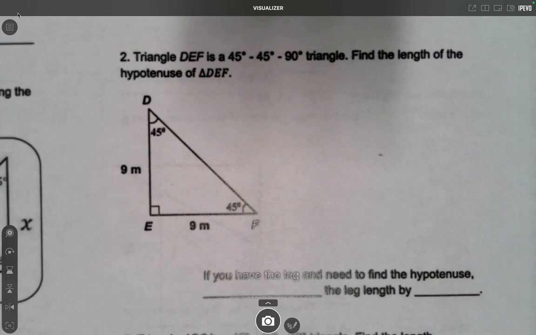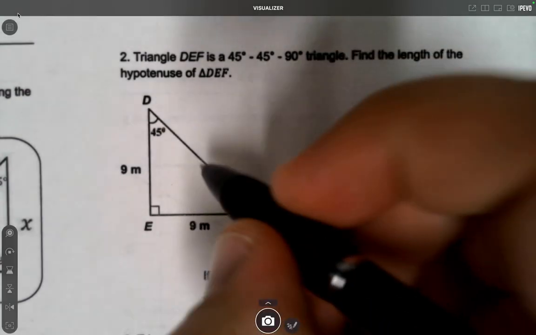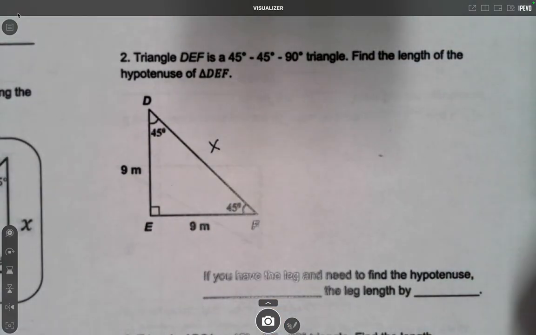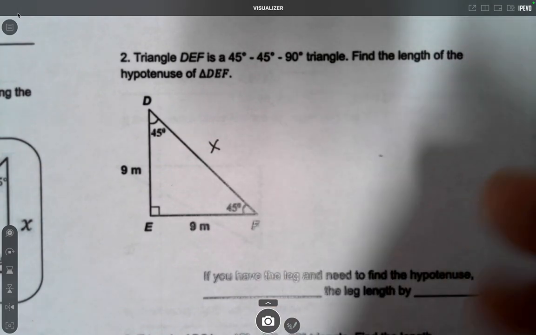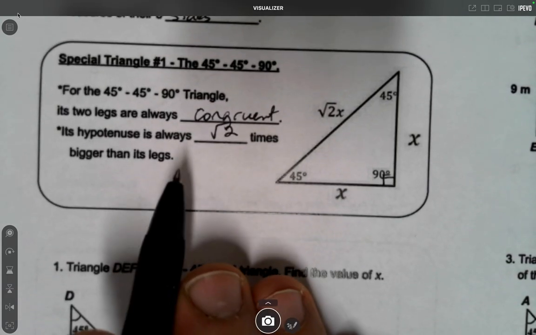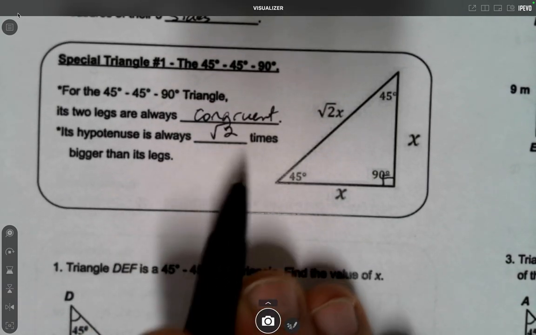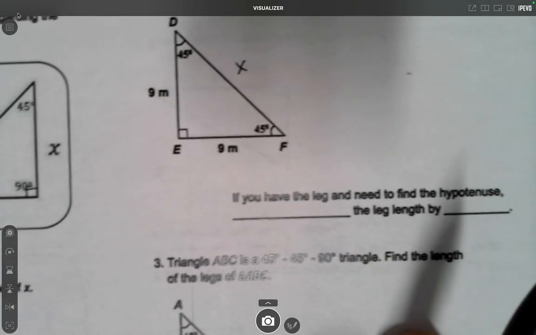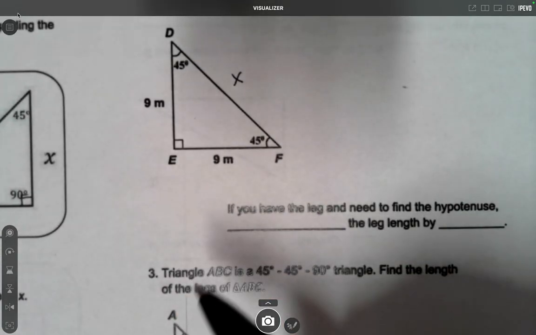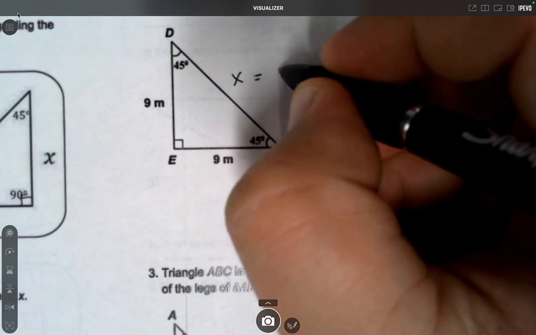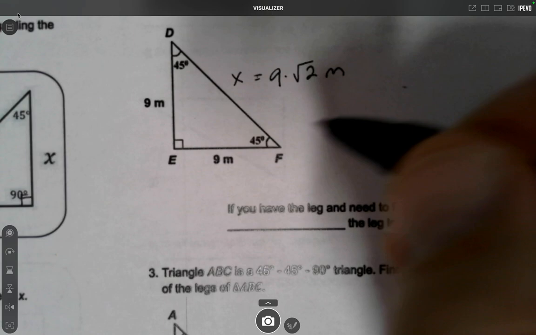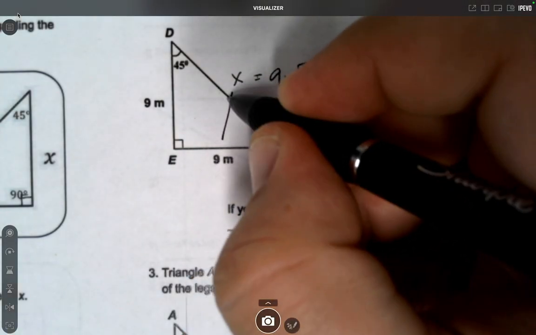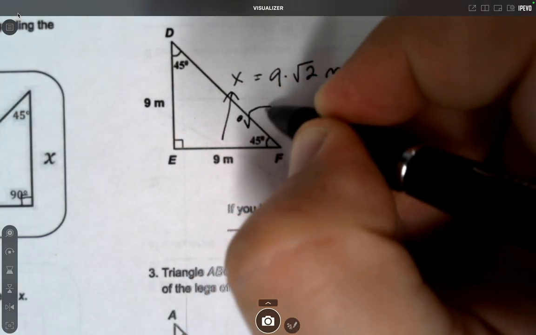Okay. Triangle DEF is a 45, 45, 90 triangle. Find the length of the hypotenuse of DEF. So we're trying to figure out this value over here, because the hypotenuse is the side opposite the right angle. So look back to what we said right here. The hypotenuse is always the square root of 2 times bigger than the legs. They show us the legs are 9 meters, so the hypotenuse is 9 times the square root of 2 meters. To move from the leg to the hypotenuse, you have to multiply by the square root of 2.